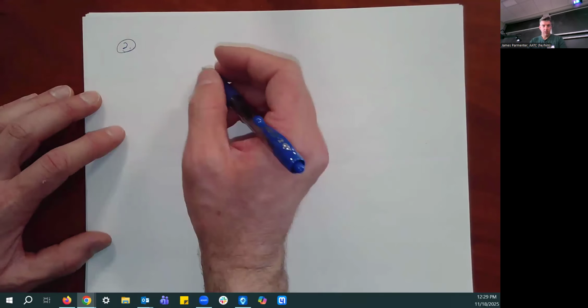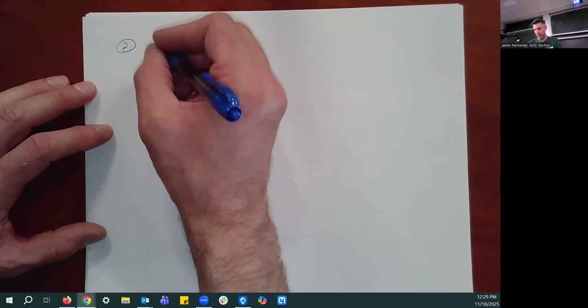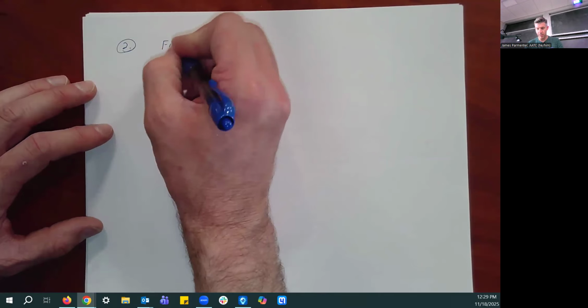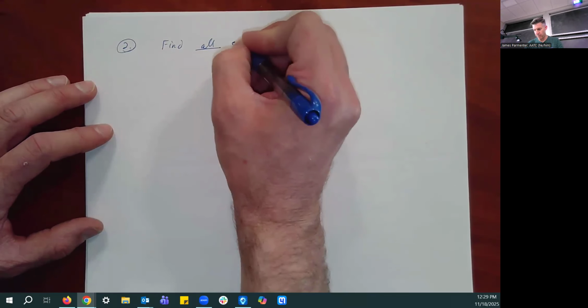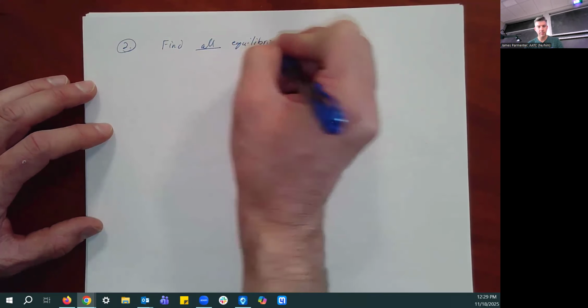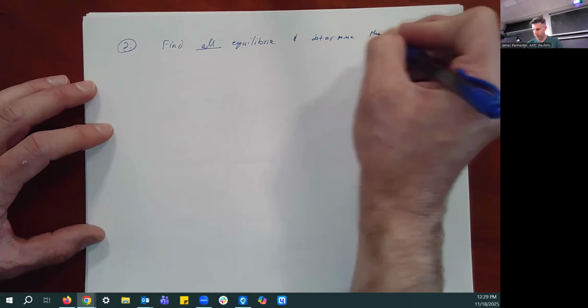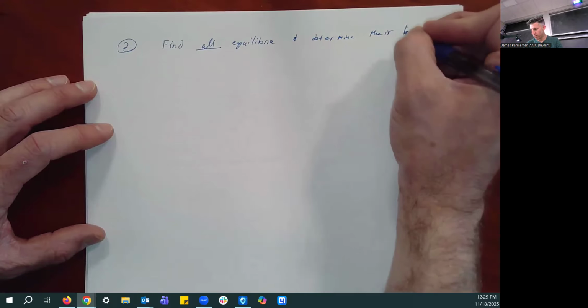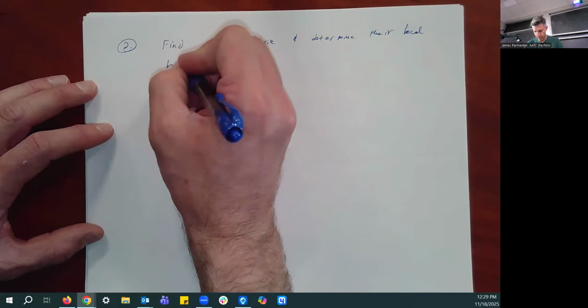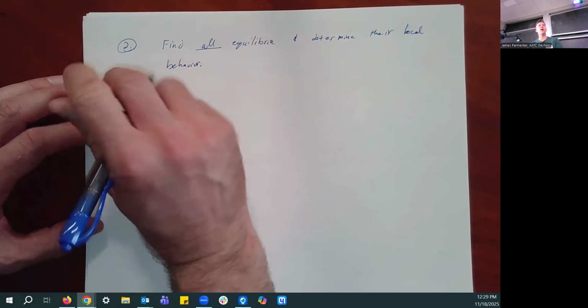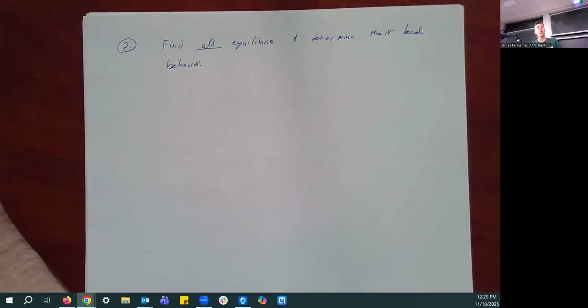So, question 2. For the following system, find all equilibria and determine their local behavior. So let me ask you, before I even write down the equations, the wording of this question makes you think I have what kind of system?